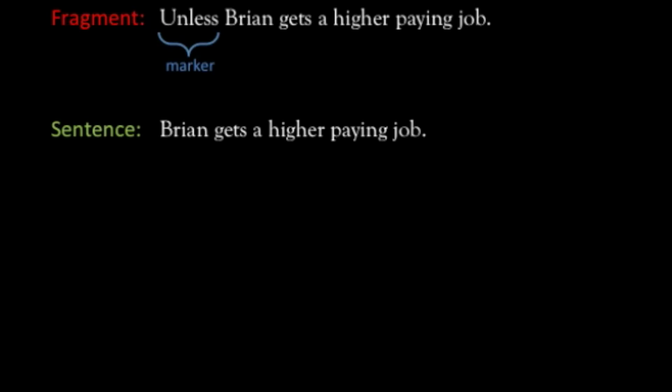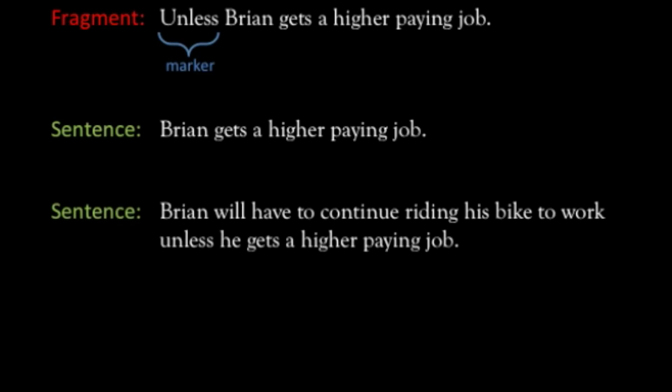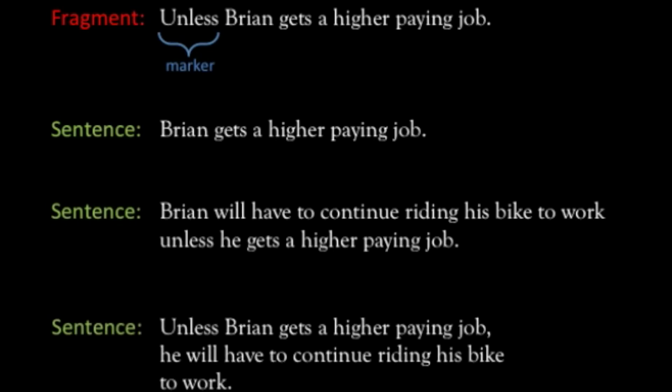It's a fragment. You've probably noticed the subordinate clause marker, unless. You can correct the fragment by removing the marker and creating an independent clause. Brian gets a higher paying job. Or you can attach it to a main clause. Something like this will work. Brian will have to continue riding his bike to work unless he gets a higher paying job. As in the previous example, you can reverse the order of the clauses if one of them is an adverb clause. If you do that, remember to insert a comma after the subordinate clause.